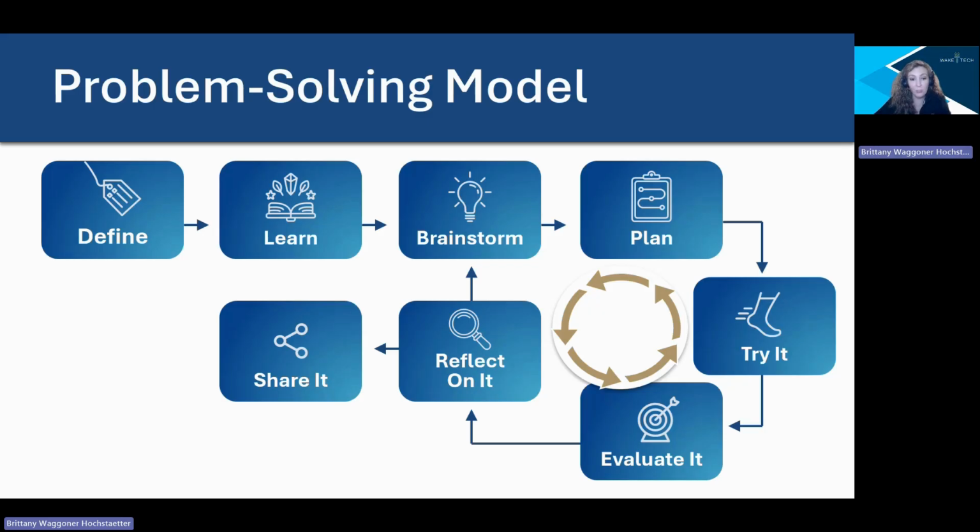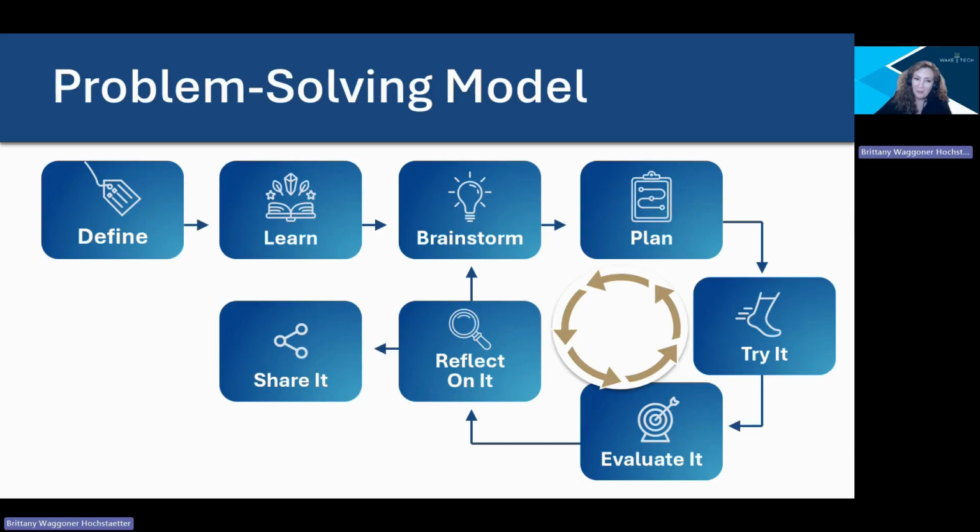From there, we brainstorm potential ideas. This is a creative phase where we generate as many possible solutions as we can without judging them. It's about quantity and variety, encouraging innovative thinking. After brainstorming, then we plan. Here we choose one or more of our ideas and map out how we could test or implement them. Planning includes goal setting, outlining steps, and identifying resources as well.